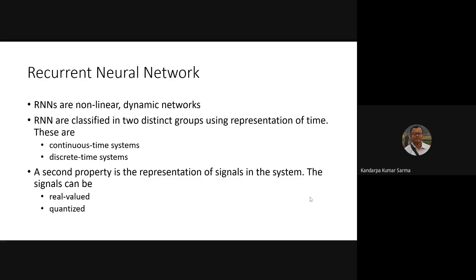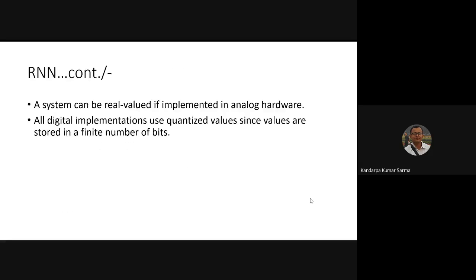Then a second property that you can link with the RNNs shall come from the representation of the signals. Since we know that the signals can be real valued and quantized, therefore recurrent networks can also be real valued and quantized. A system can be real valued if it is implemented in the analog hardware, and all digital implementations are quantized, use quantized values, since values are stored in a finite number of bits. So these two considerations will come while we design the RNN structure.